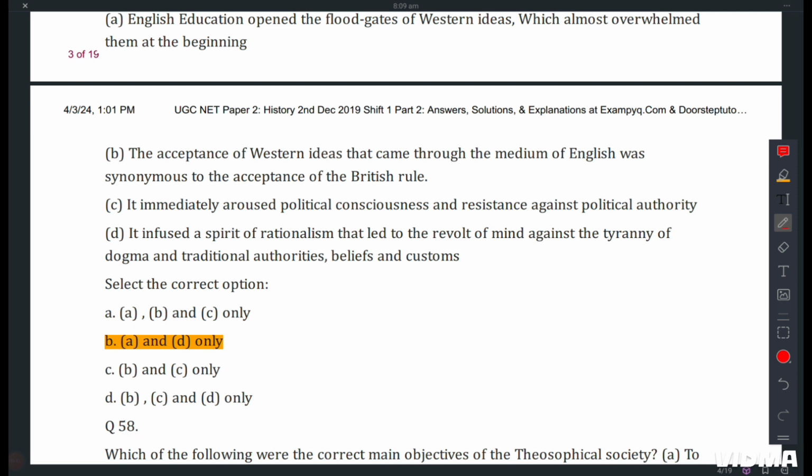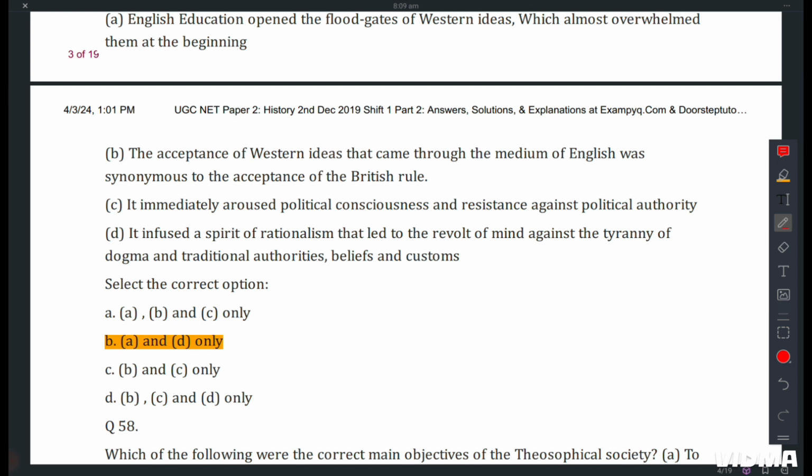Indian society underwent many changes after the British came to India, and the British took new interest in introducing English language in India. The spread of English language and Western education helped Indians to adopt a modern, rational, democratic, liberal, patriotic outlook, and therefore it infused a spirit of rationalism.